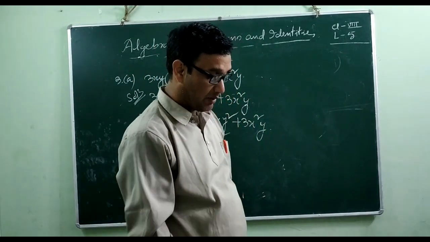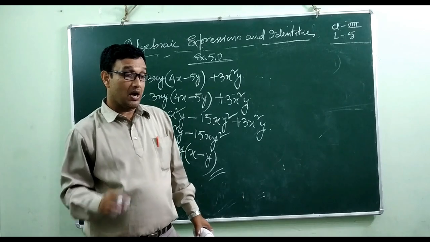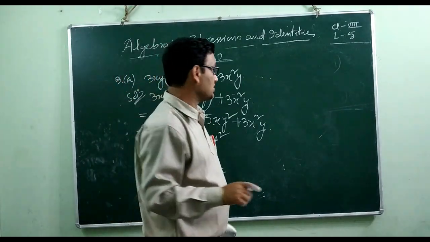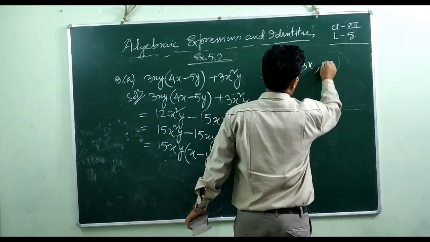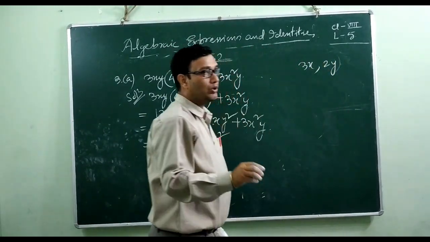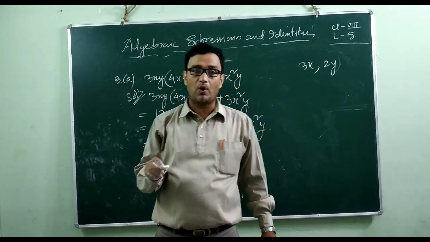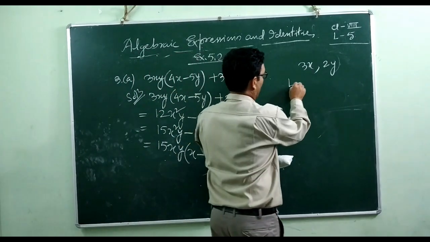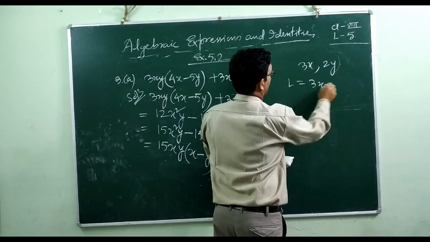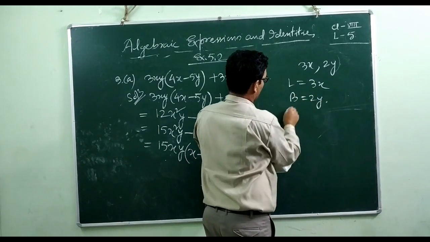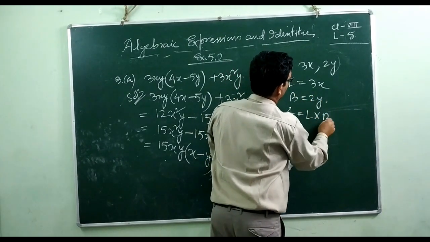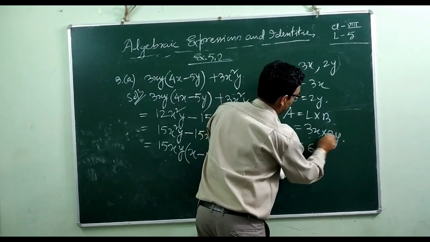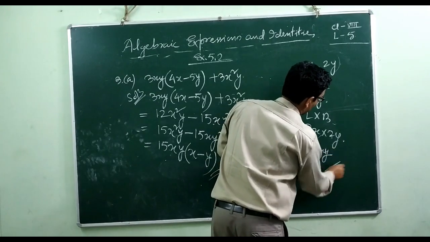Question number 4: find the area of a rectangle with the following length and breadth. Suppose the first one is given as 3x, 2y. We know the area of a rectangle is length into breadth. Here the length is 3x and the breadth is 2y. So the area is length into breadth, that means 3x into 2y, which is 6xy. This will be your answer.